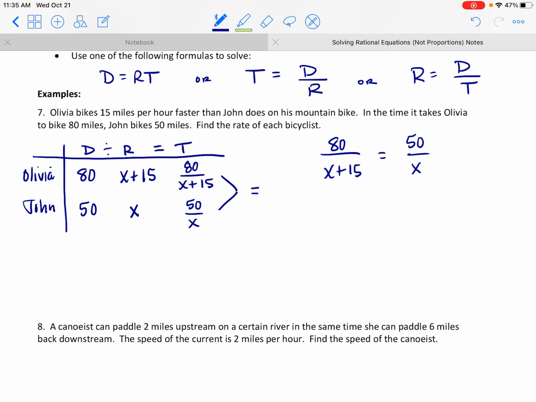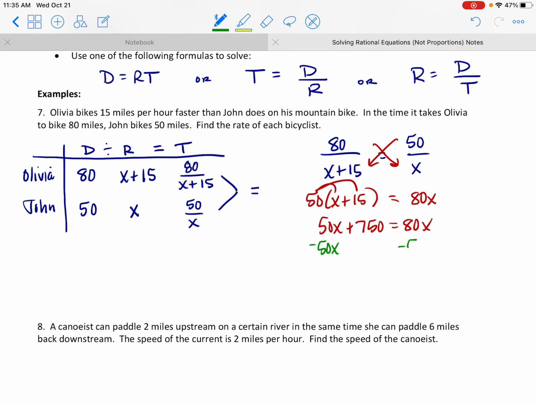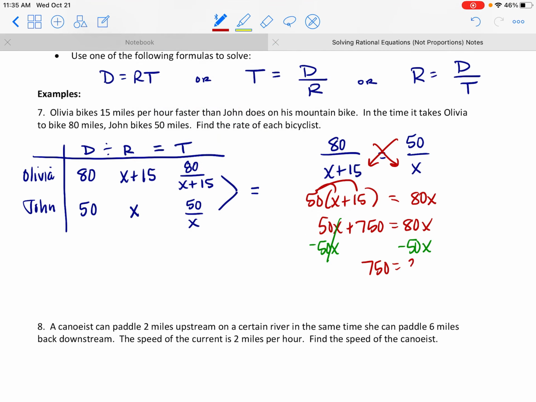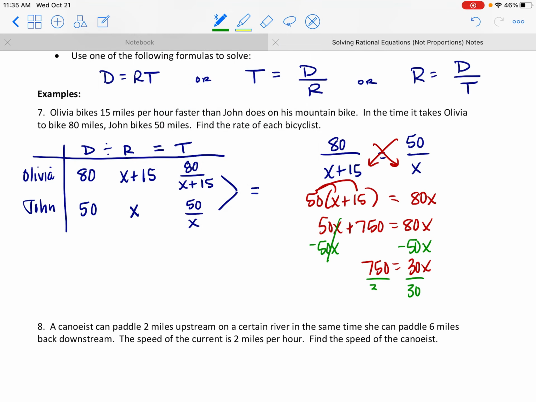Okay, now good news for solving here, this is a proportion. So we can go ahead and cross multiply. So we're going to distribute 50 to the x plus 15, and then we're going to multiply 80 times x. So we're looking at 50x plus 750 equals 80x. And let's subtract those 50x's over. And that's going to give us 750 equal to 30x. And then let's divide by 30. And we're done.